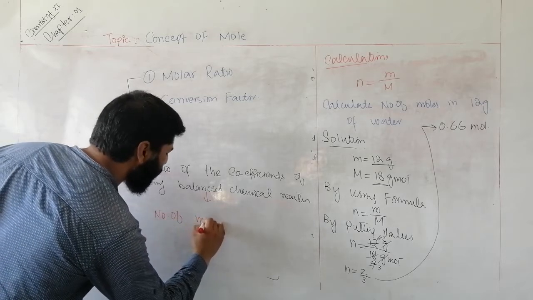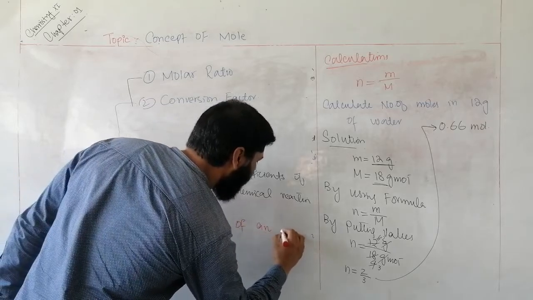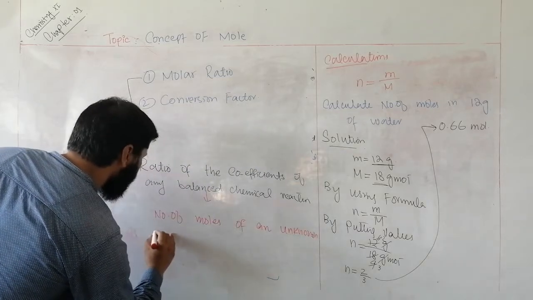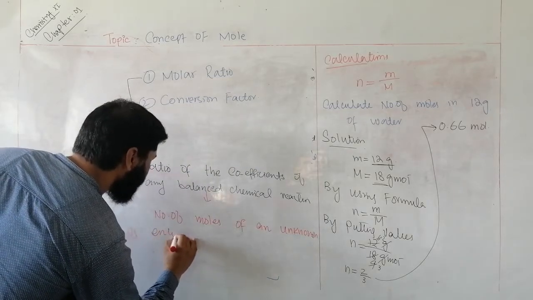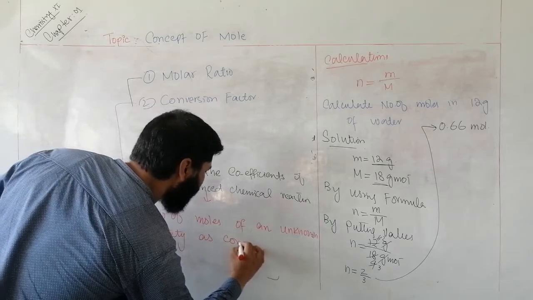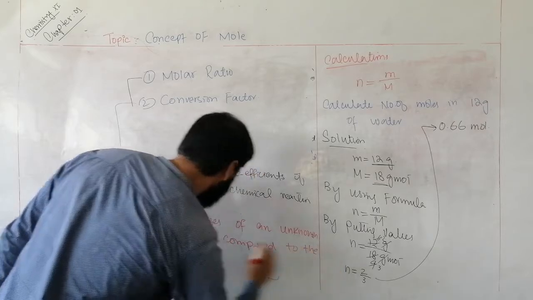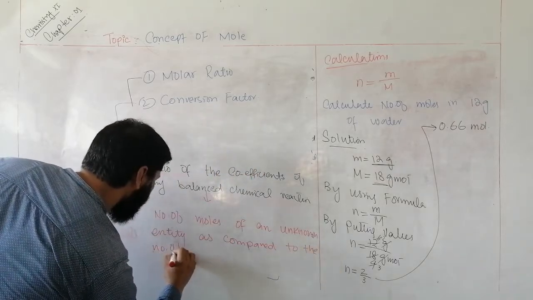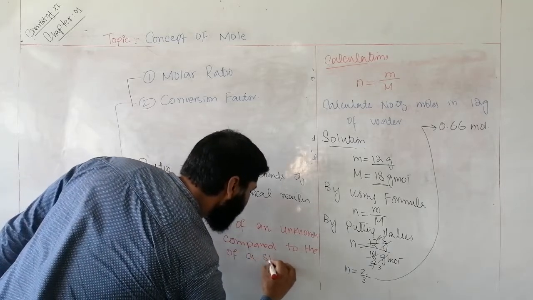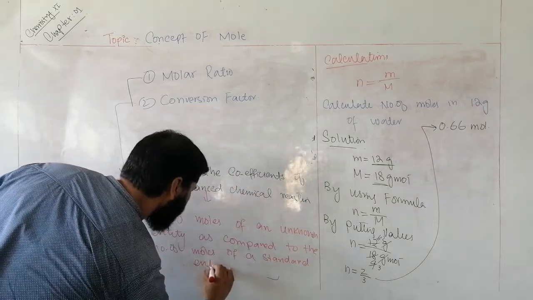the number of moles of an unknown substance or entity as compared to the number of moles of a standard entity.